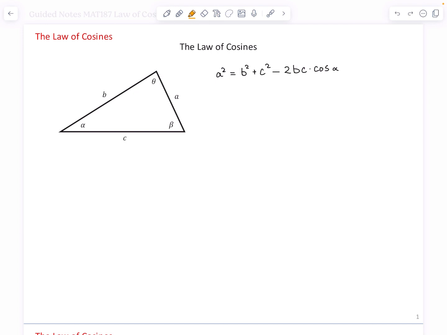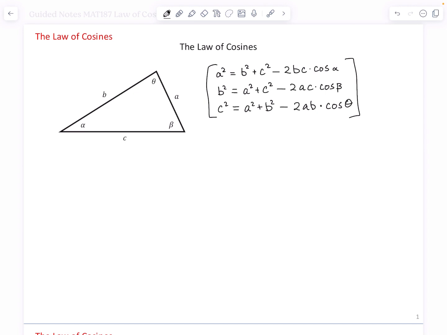This equation can be written in 3 different ways, depending on which side you're starting with. So for example, b squared is equal to the sum of the squares of the other two sides, a squared plus c squared, minus twice their product times the cosine of the angle opposite b, which is beta. Or we can say that c squared is equal to the sum of the squares of the other two sides, a squared plus b squared, minus twice their product, 2ab, times the cosine of the angle opposite c, which is theta.